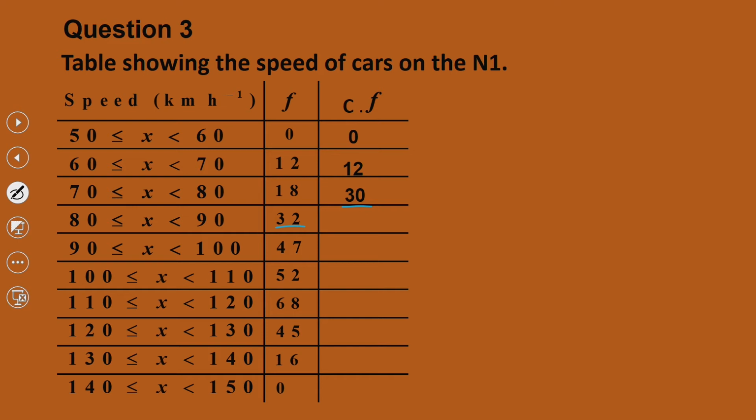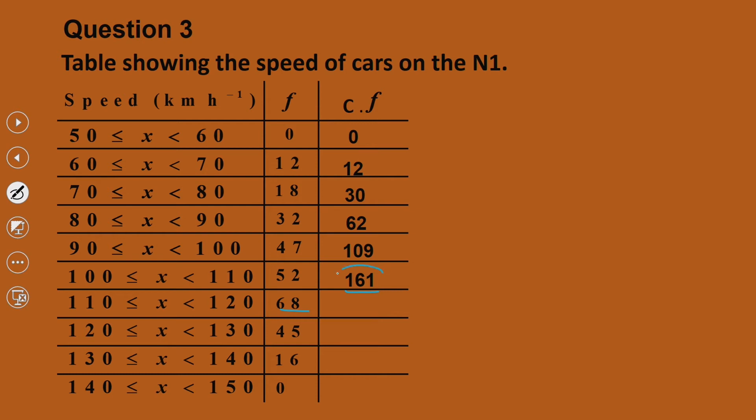And then we say the next step, 30 plus 32. How much does it give you? 62. Absolutely. Then 62 plus 47, that gives you 109. 109 plus 52, how much do you get? You're getting the gist of this, 161.